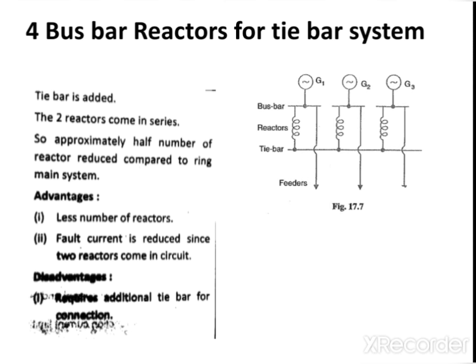Due to this connection, half the number of reactors are used in this system as compared to the ring main system. This is the main advantage of the tie bar system, and the fault current is reduced in this type of arrangement. The only disadvantage of the tie bar system is that two bus bars are used in this type of arrangement, or you can say there is an additional tie bar connection to the system.